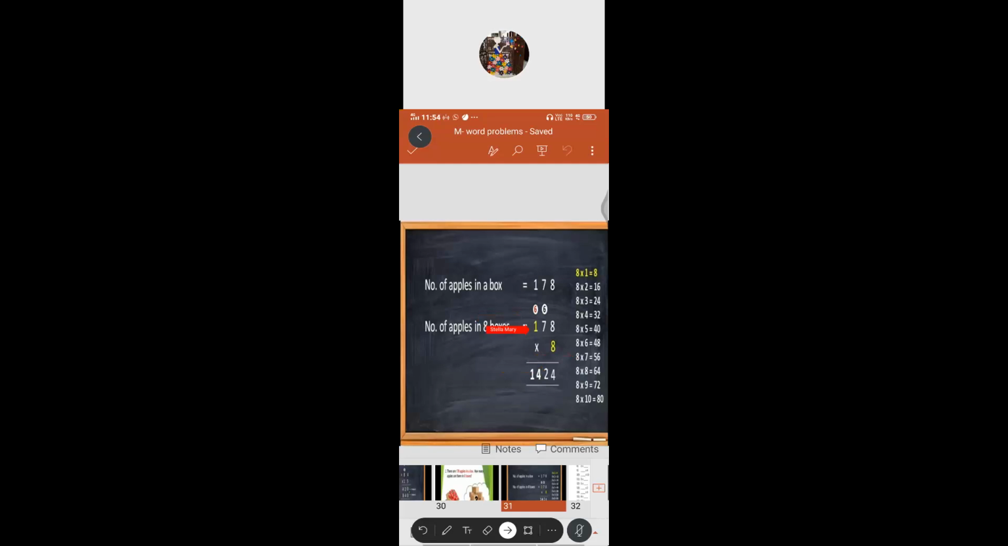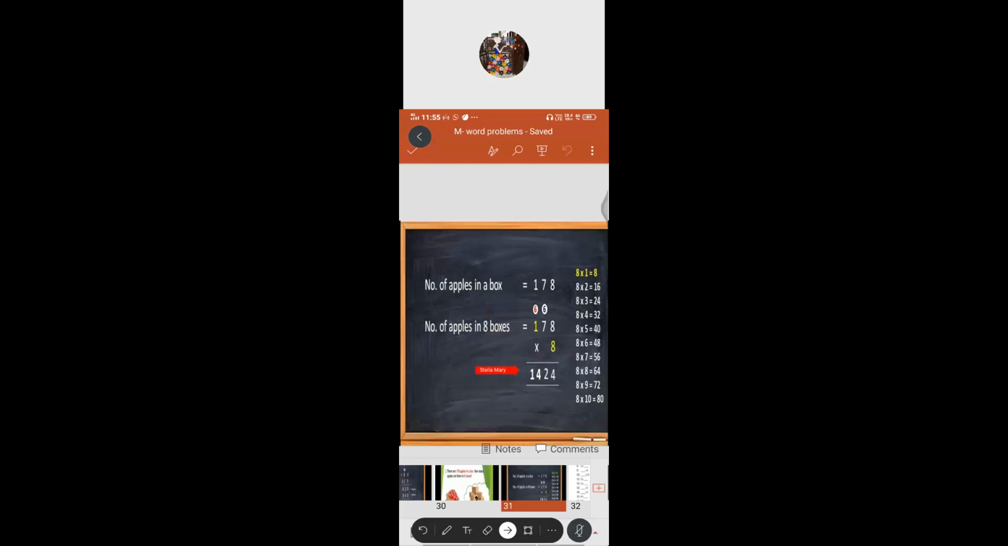Then 8 ones are 8. So a carry over is there. Without fail, you have to add that carry over digit also. So 6 is there. So 8 plus 6, 14. So without fail, you have got that one, 1424 apples. While writing the answers also, you have to write.